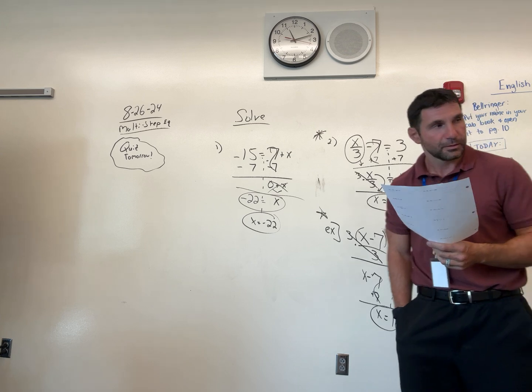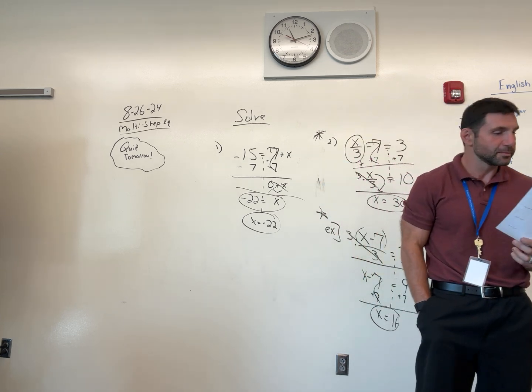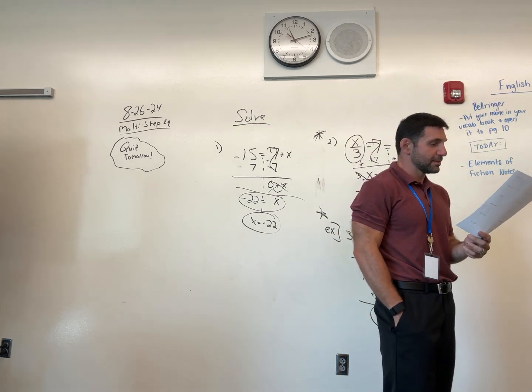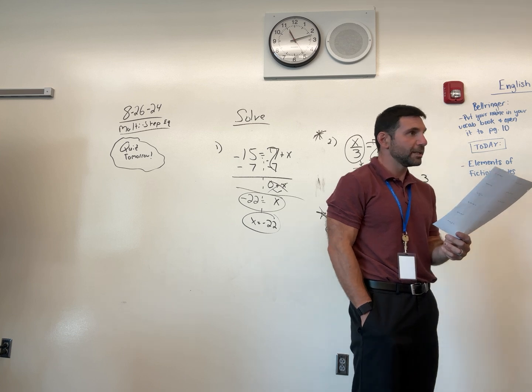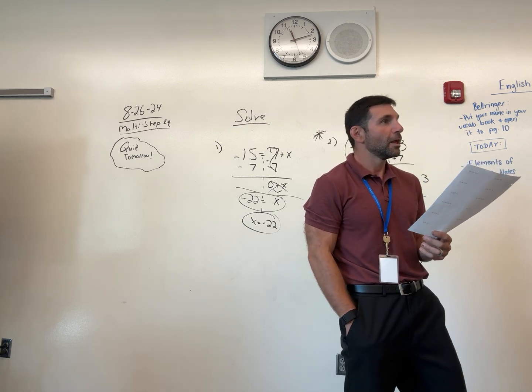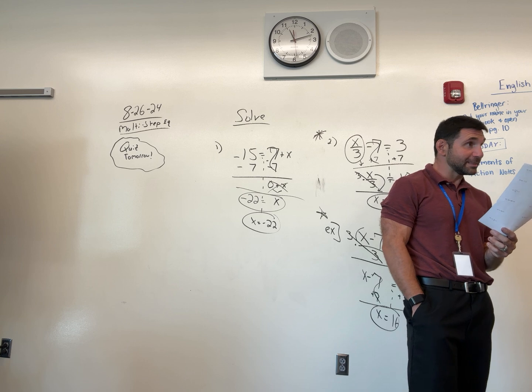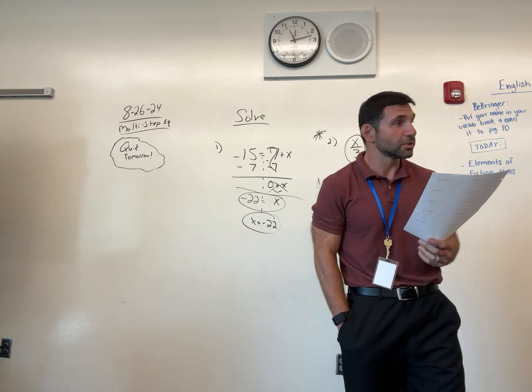Number 5. I had a lot of people in my last class miss this one. We have to add 5 to both sides. That leaves me with 1 equals r divided by 20. Then I need to multiply both sides by 20, which leaves me with r equals 20.